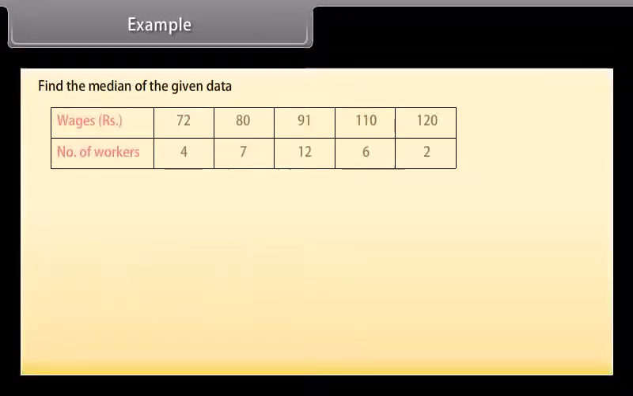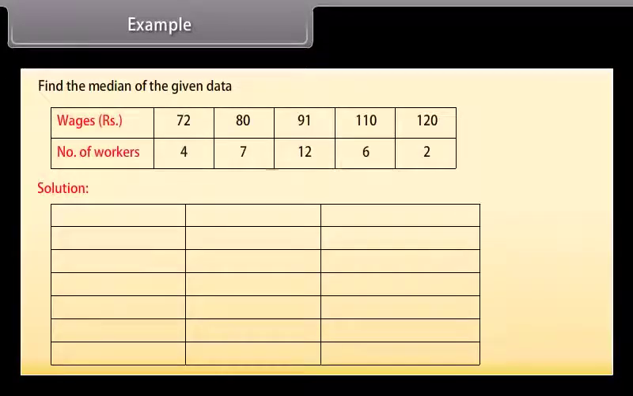Find the median of the given data. Solution. In the first column, we have written the given wages. We have written the given frequency. The sum of the frequencies is 31.